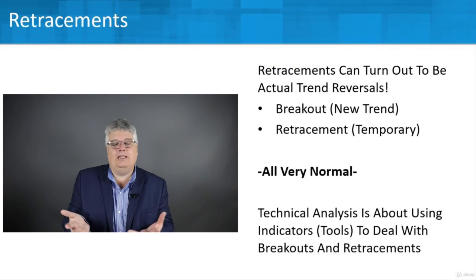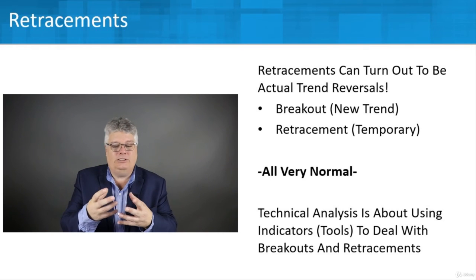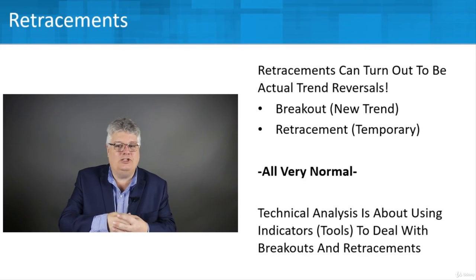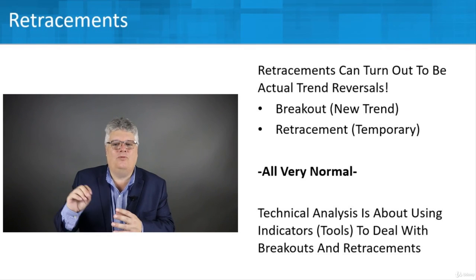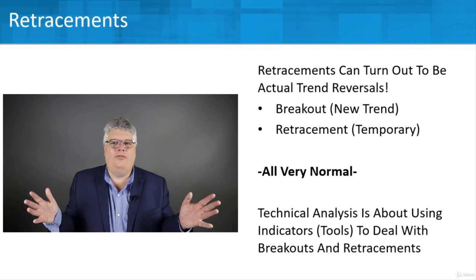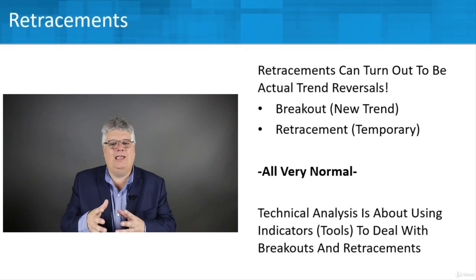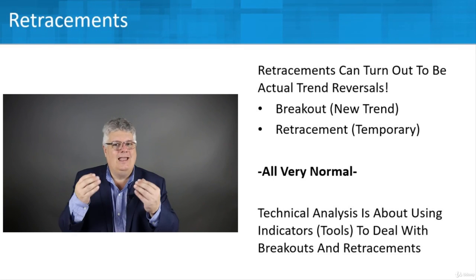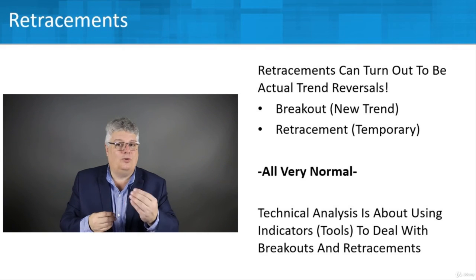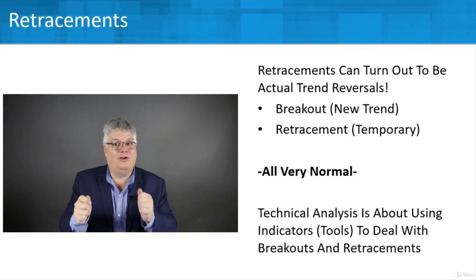So retracements can turn out to be actual trend reversals. It could look like a retracement, but really it is a breakout and you have a new trend. Or it might be truly a retracement where it's just temporary and then it'll go back to the way it was trending. All of this is very normal. And with the technical analysis that we're going to be using, and using our indicators, we're going to be able to handle both breakouts and retracements, and identify great opportunities to purchase and also identify times when we might need to sell and get out as well. It works both ways.